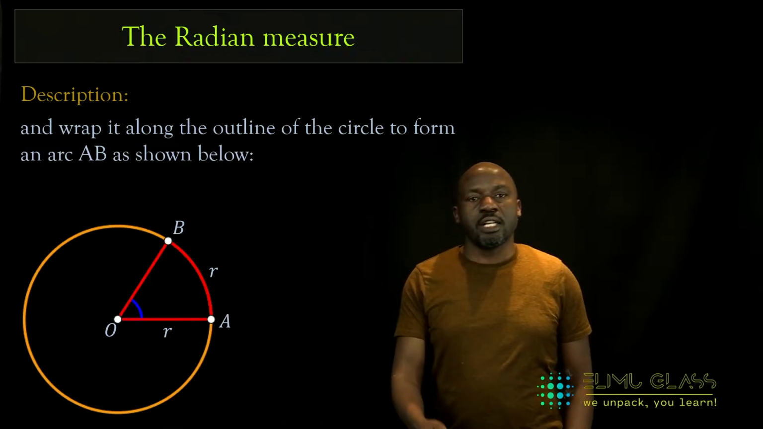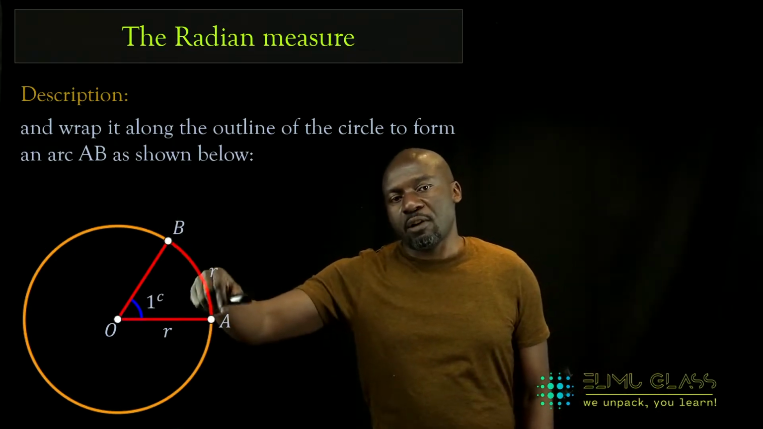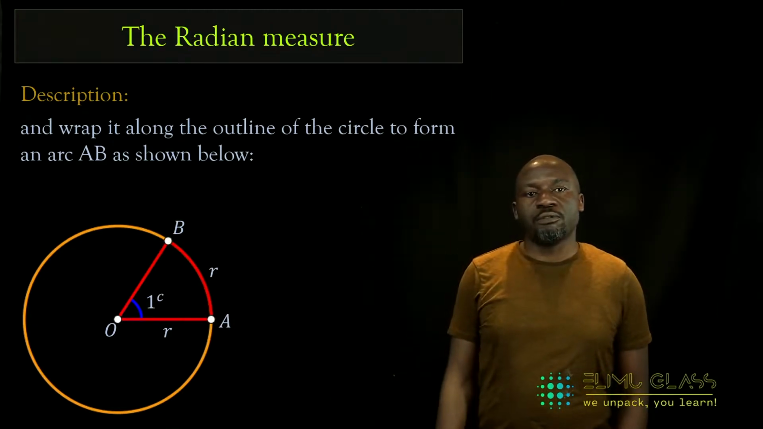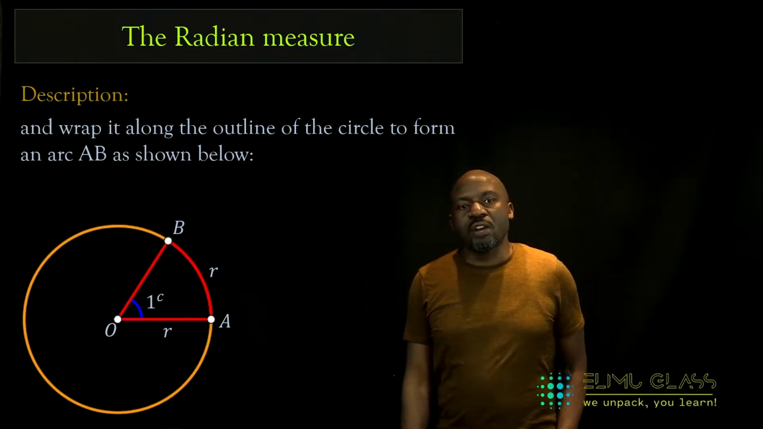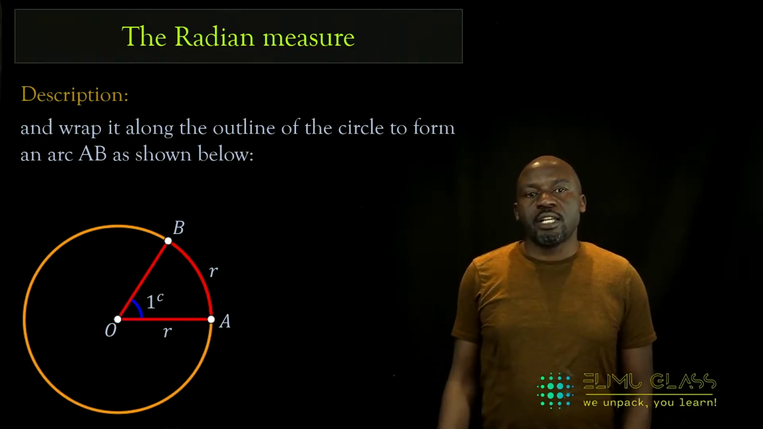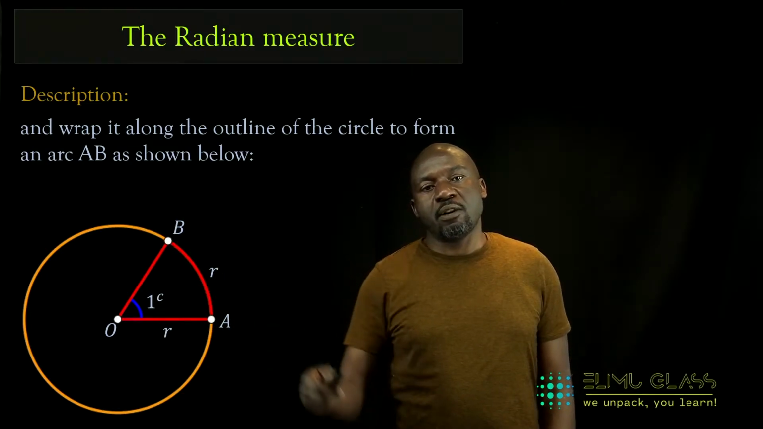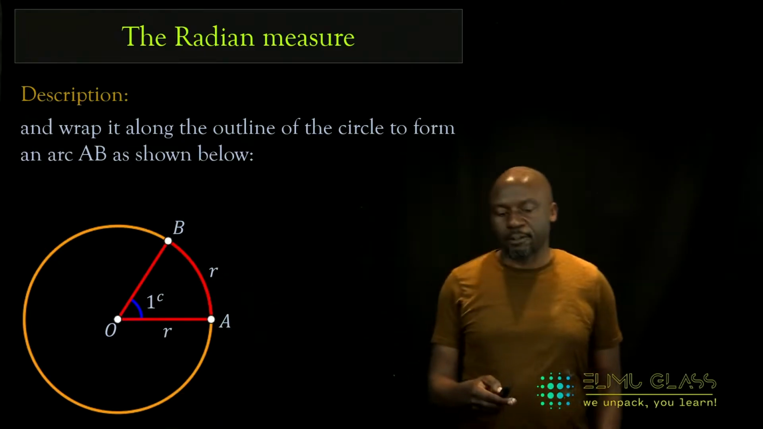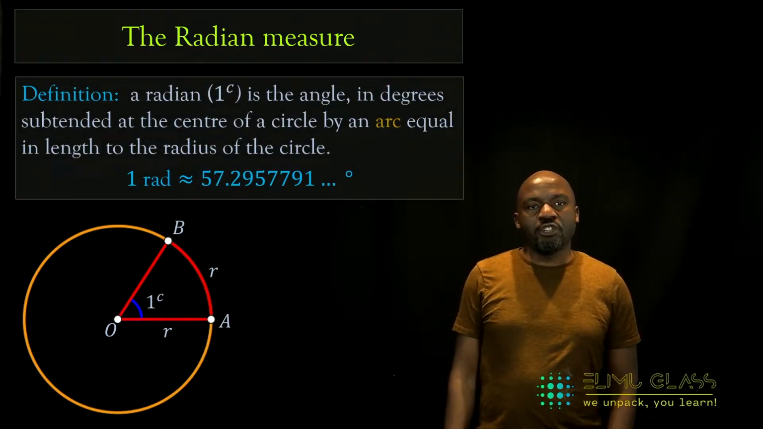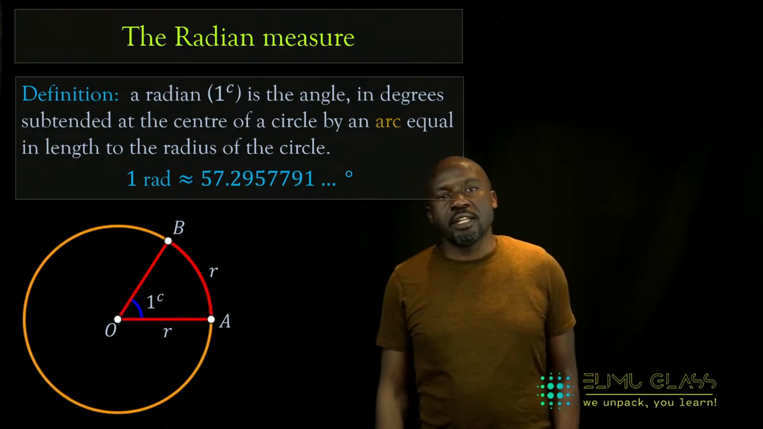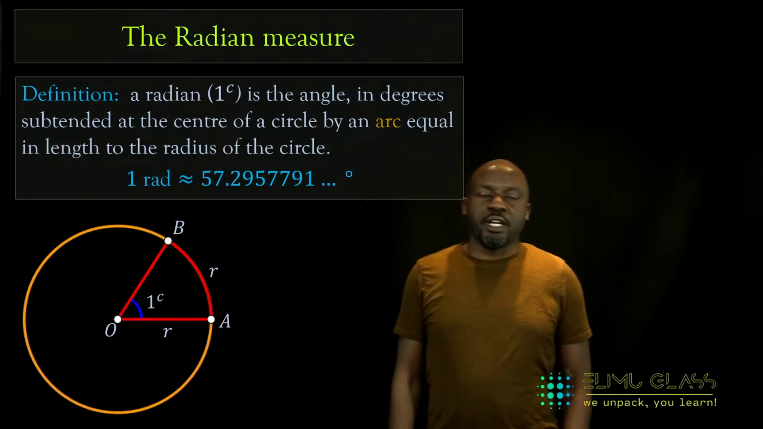So the angle you see at the center of the circle, which has been formed by an arc of length r, is called the radian. So 1 radian is the angle subtended at the center of a circle by an arc whose length is equal to the radius of the circle. By definition, there it is. A radian measure is the angle subtended at the center of a circle by an arc equal in length to the radius of the circle.